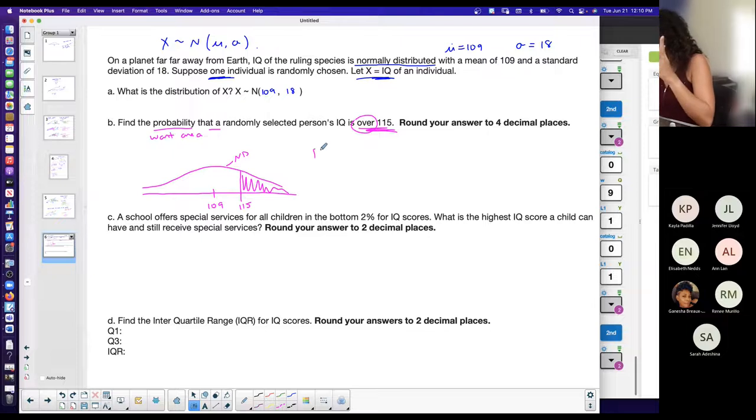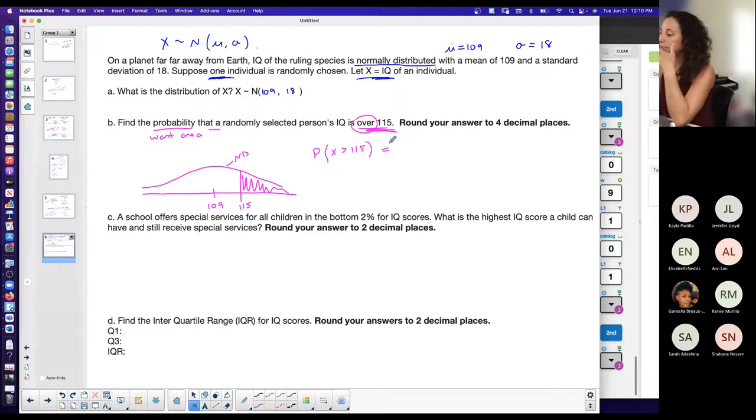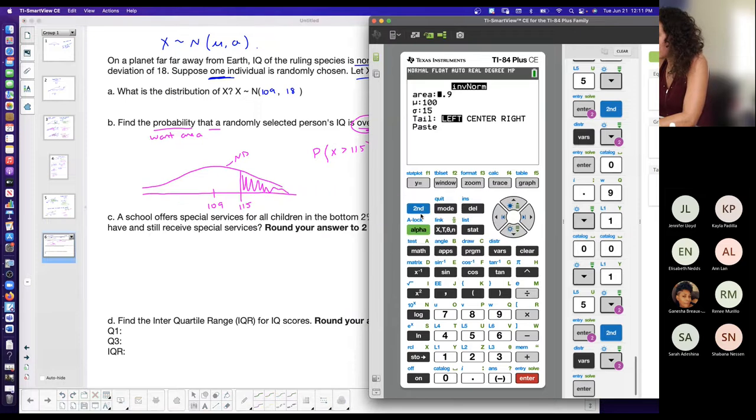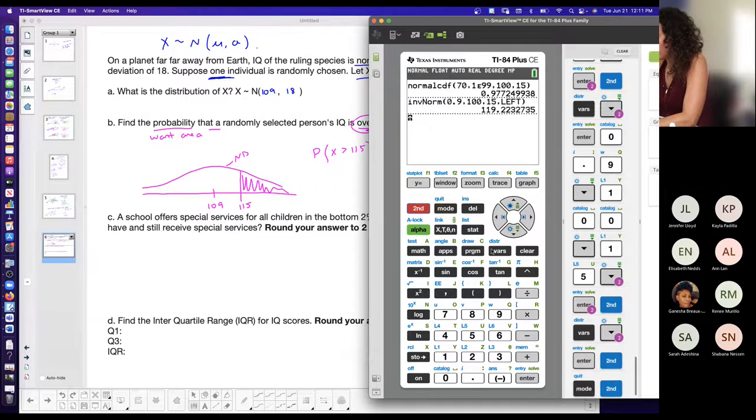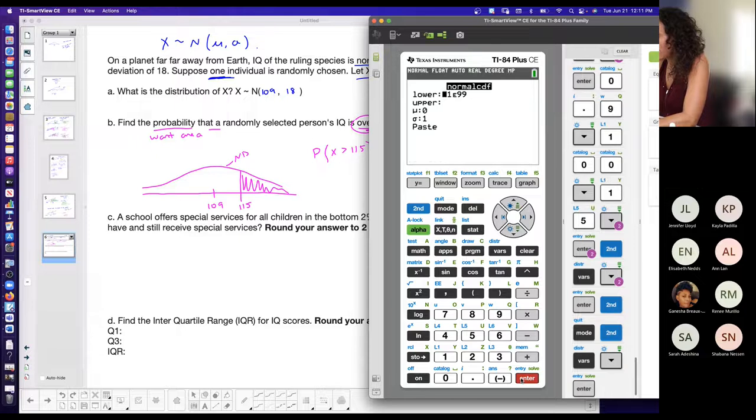If I use my notation, this is what it would look like: the probability that I randomly select an X and it's bigger than 115, because they could say it in words or they could say it in the notation. Do I look for normal CDF or inverse norm if I want the area? Normal CDF. Anytime I want the area, it's normal CDF. So let me go to second VARS. We're going to go to normal CDF like you told me.